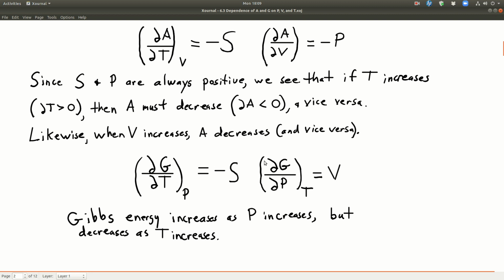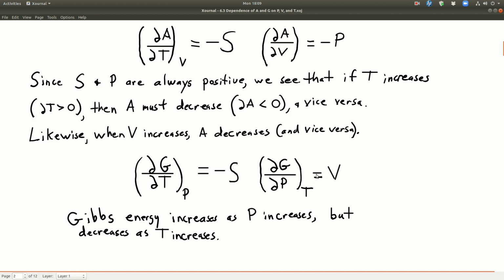Looking at other equalities that we derived in the last section, partial G, partial T, constant P equals negative S, and partial G, partial P, constant T equals V. Doing the same sort of analysis, we know that entropy is always positive, and likewise, you can't have a negative volume. If temperature is increasing, that means partial T is positive. That means that G, Gibbs energy, must be decreasing. Partial G must be negative. Likewise, if temperature is decreasing, partial T is negative, then Gibbs energy must be increasing. Partial G must be positive.